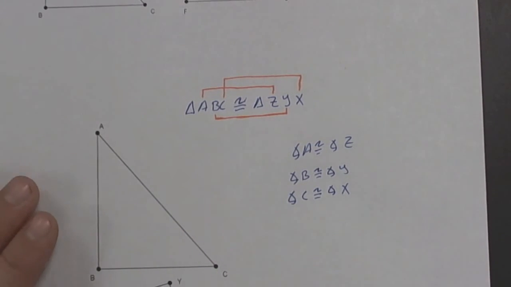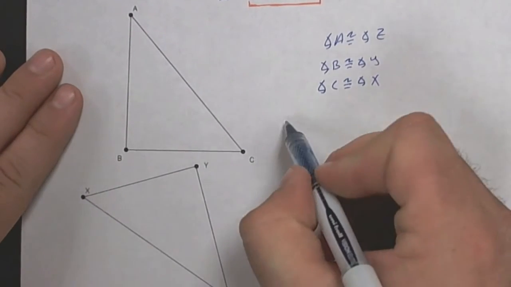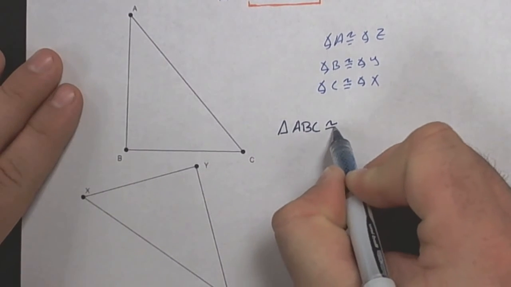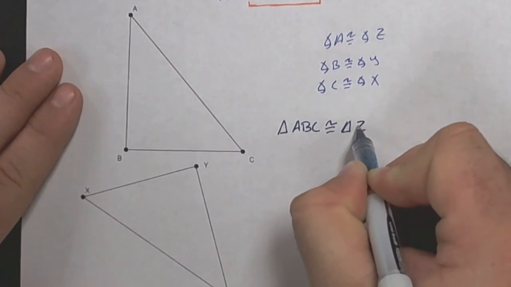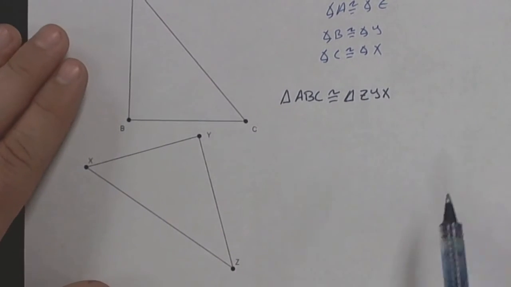I'm going to rewrite this so that we can see this again. So I'm going to move down a little bit. Triangle ABC is congruent to triangle ZYX. Again, I haven't changed anything, I just rewrote it so that we can see it down here zoomed in.